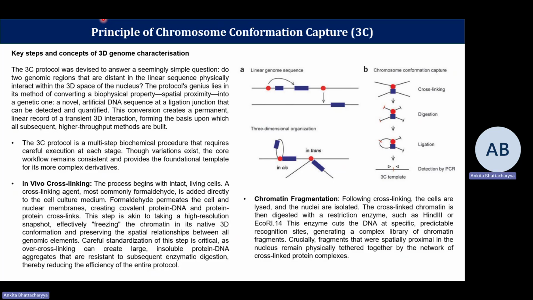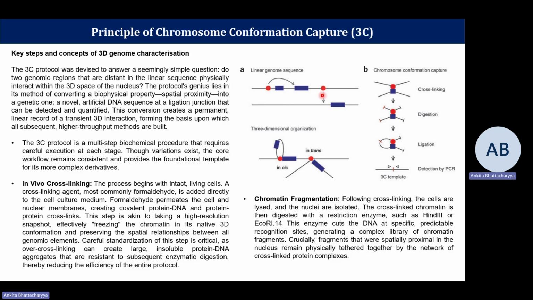So what are the common steps of 3D genome characterization? The protocol is simply intended to answer one question: do two genomic regions that are distant in the linear sequence physically interact within the 3D nuclear space? This is where the protocol is actually superior compared to what previous techniques were able to do. For example, firstly, there's the concept of ATAC-seq, with the assumption that your entire sequence is linear.